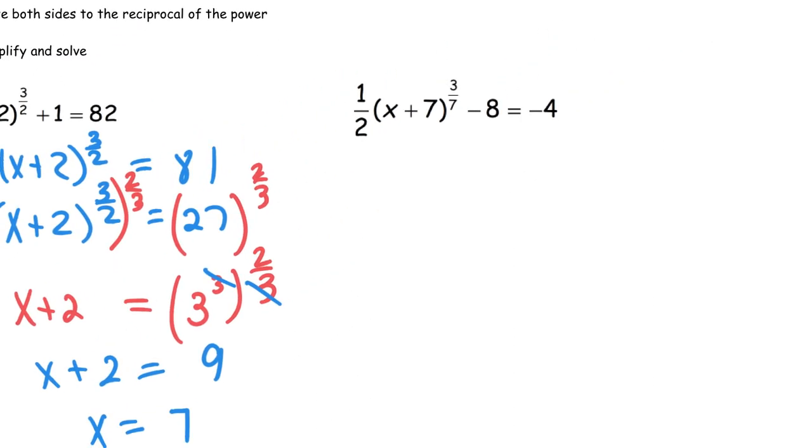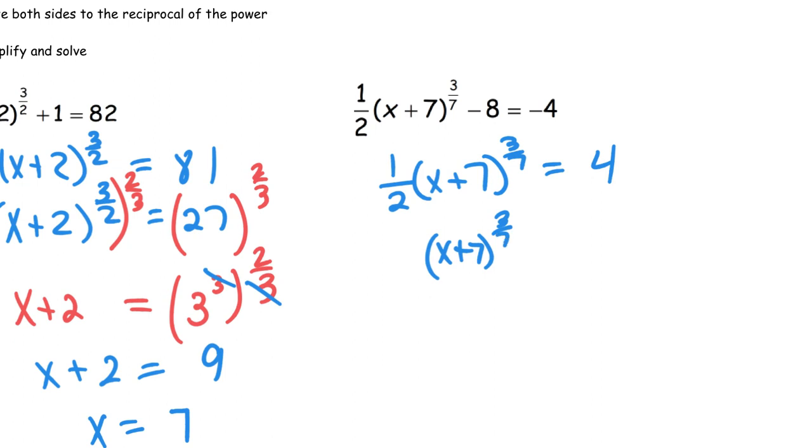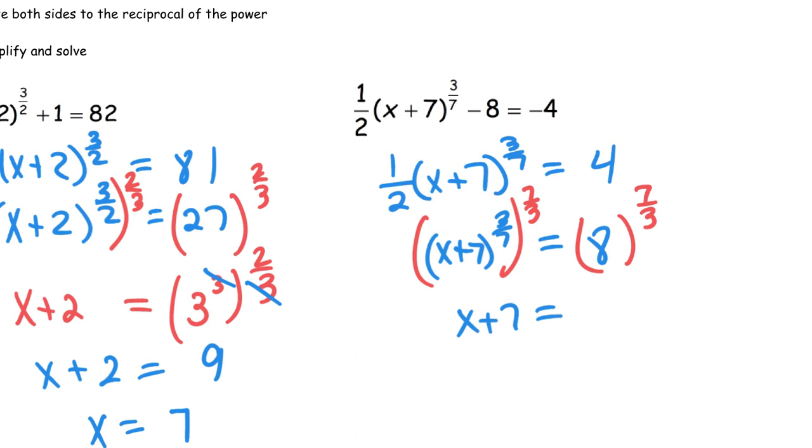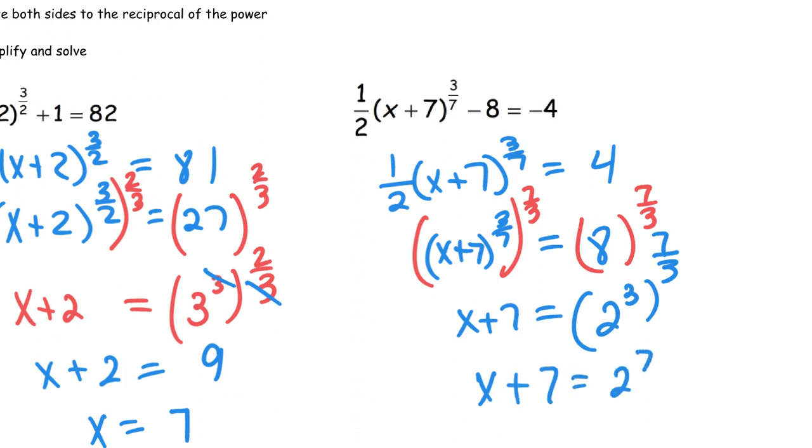Looking at the other one, first thing we would, and then we would, isn't that a crazy root? 3/7. Then we would raise it. So we get x plus 7 equals 8, which would be 2 cubed, correct? So then we end up with x plus 7 equals 2 to the 7.